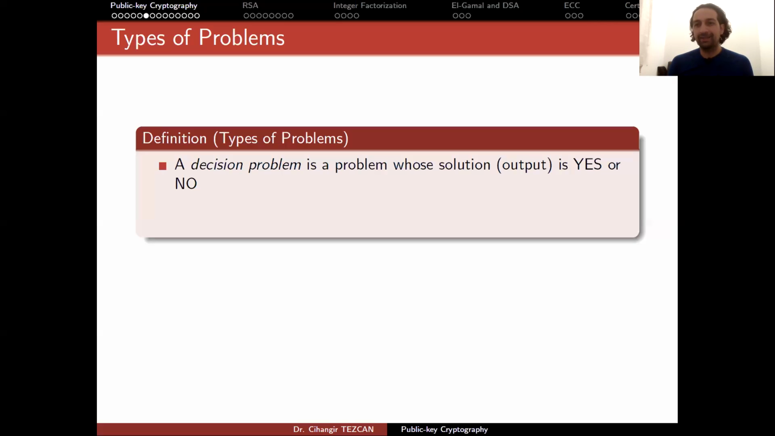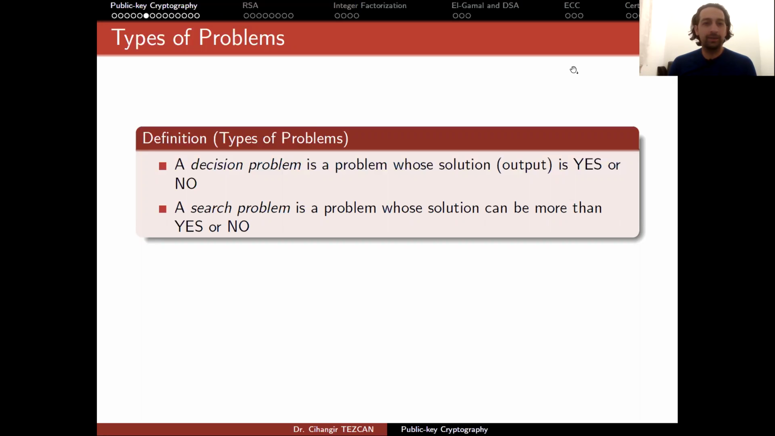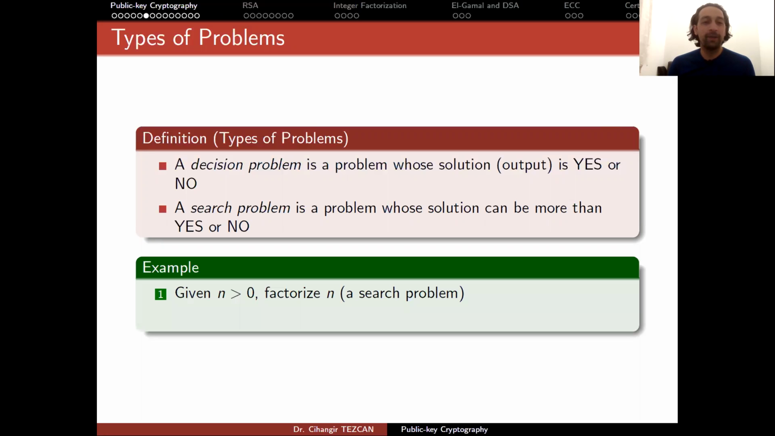So actually we will divide the problems into decision and search problems. A decision problem is a problem whose solution is yes or no. So it is a simple yes or no question. And a search problem is a problem whose solution can be more than yes or no. It might seem a little bit obvious from the definitions, but let's see with an example why this is important.